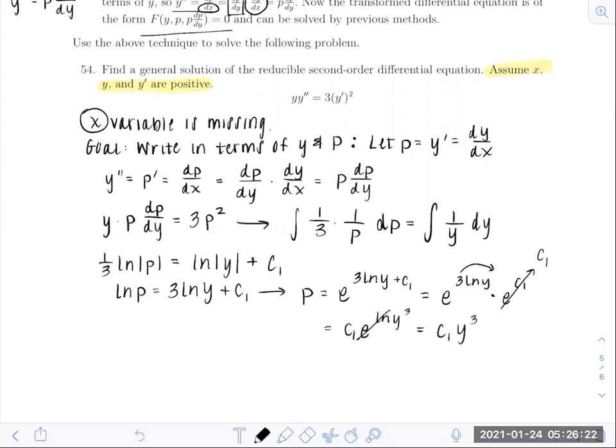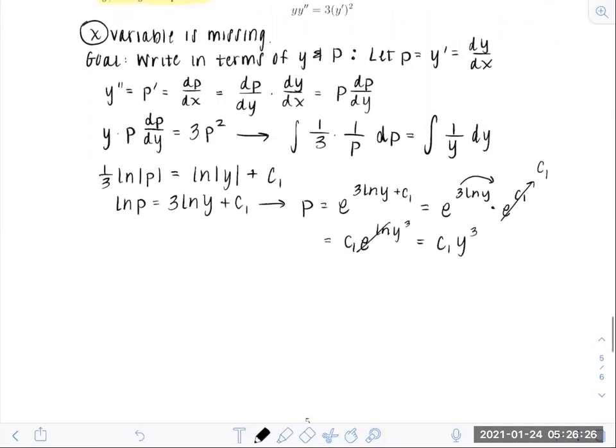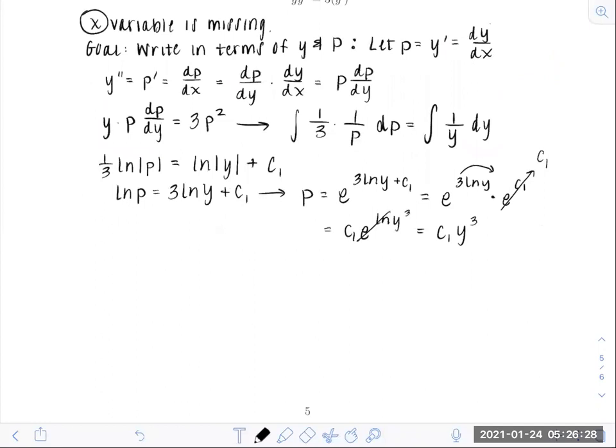Okay, so this is where we're at for p. Now remember what p was equal to way up top here, that is dy/dx. So I currently have p equals c1 y cubed. I'm going to replace p with dy/dx. And now we're back in terms of x and y, but we have a single first order differential equation. And now we're going to run through this process once more.